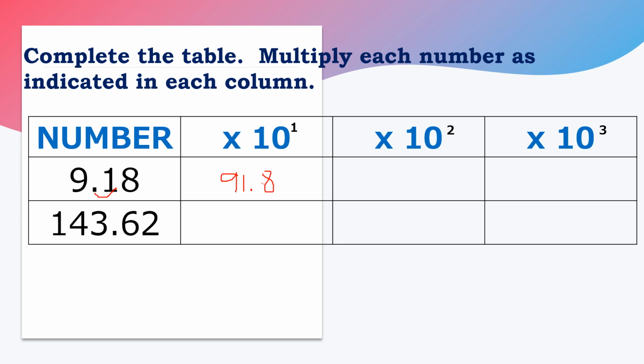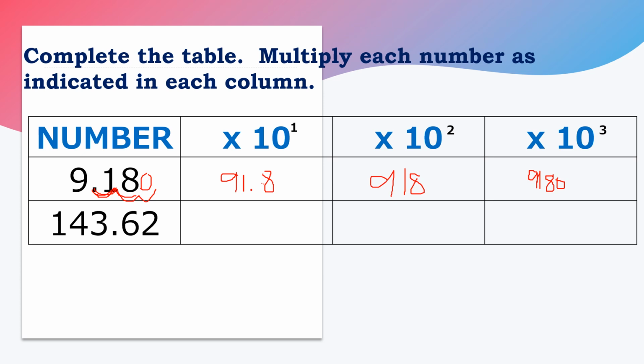So, ibig sabihin, dalawang beses ko i-move. So, 1, 2. Dito na ngayon ang tuldok. So, ang sagot ko na ay 9,180. Okay. What about in the third column? Multiplied to 10 to the power of positive 3. So, ibig sabihin, tatlong beses mag-move papuntang kanan. So, 1, 2, 3. Dahil walang number, lalagyan mo ng 0. So, ang sagot mo ay 91,800. Okay, ganun lang kadali.